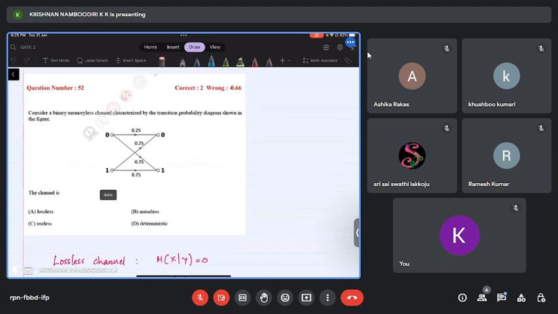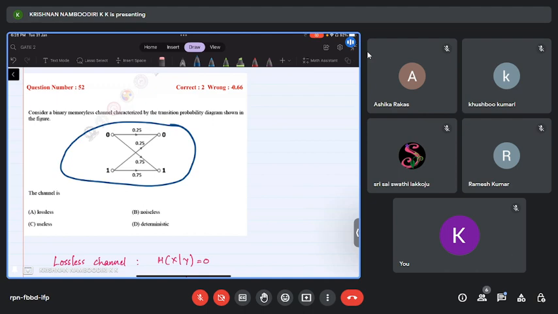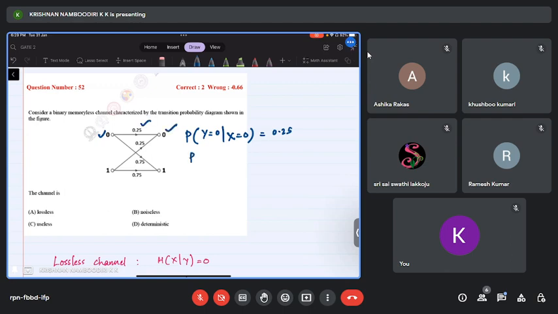So a channel is given here and it is asked to determine. Basically, the channel is represented here with these probabilities, as you have seen in the previous case. These four probabilities will determine a channel. So here I can say probability of y equal to 0 given x equal to 0 is nothing but 0.25. That means if I transmit 0, with probability 0.25 a 0 will be received.